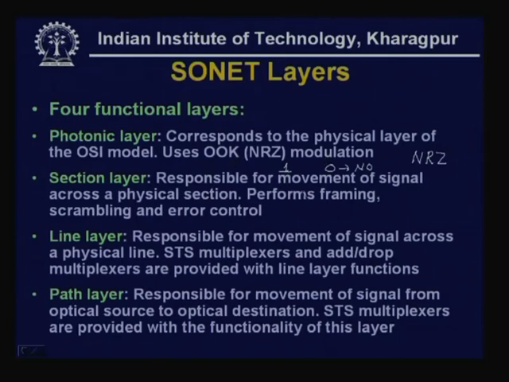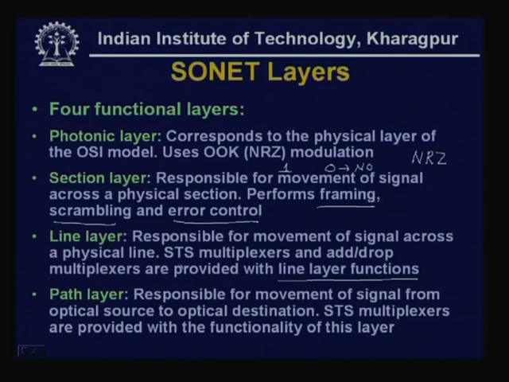The section layer is responsible for movement of signal across a physical section. It performs framing, scrambling and error control. So, the section layer performs three different functions, and it is responsible for movement of signal across a physical section, as we shall see what we mean by section. Then the line layer is responsible for movement of signal across a physical line. STS multiplexers and add drop multiplexers are provided with line layer functions. That means the regenerators do not have these line layer functions.